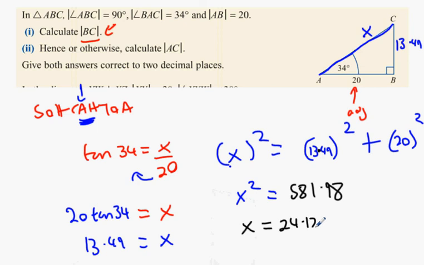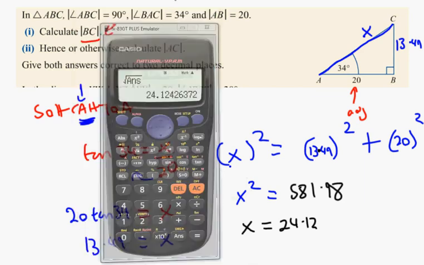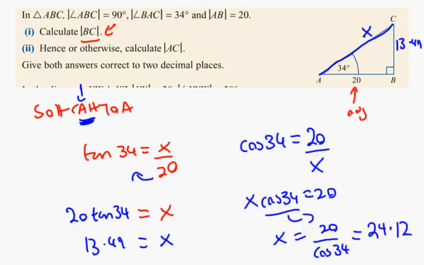Now, is it staying at 1-2? 124. So 4 rounds down, while 5 or above will round up. So it stays at 1-2. That's the same answer we got using cos, wasn't it? Let's find out if it was or not. We just go all the way back here. Remember we had cos earlier? There it is, 24.12. Same answer, two different ways.